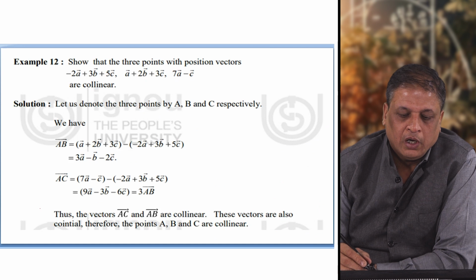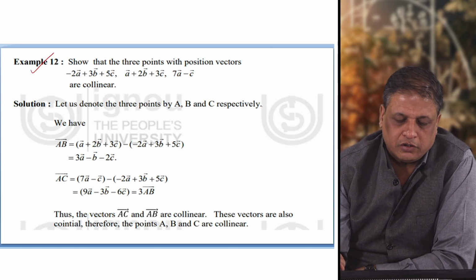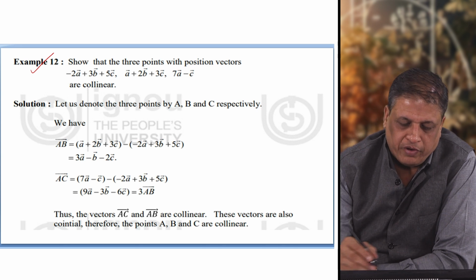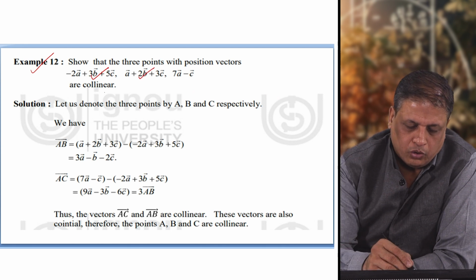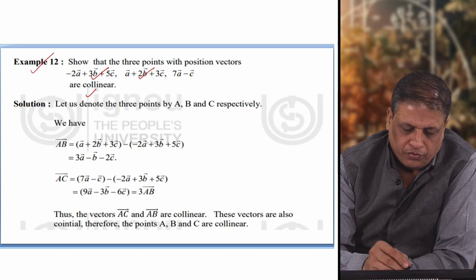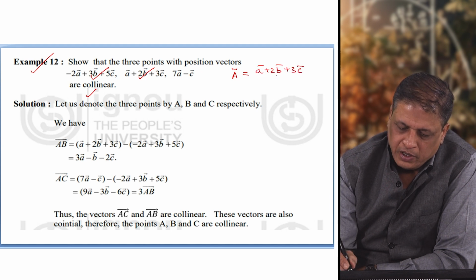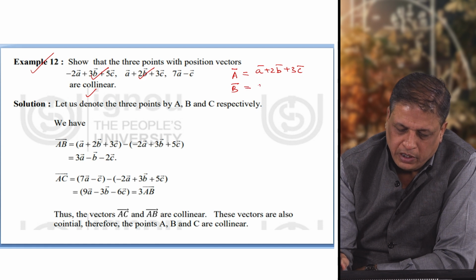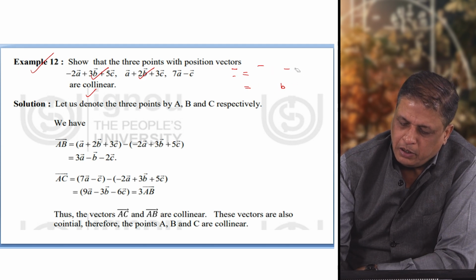So, let us extend our understanding by solving one numerical. Over here we are supposed to show that the 3 points with position vectors 2a plus 3b plus 5c, a plus 2b plus 3c and 7a minus c are collinear. So, firstly let us take vector A as a plus 2b plus 3c, and vector B as the second point. You can take any vector as a, b or c.